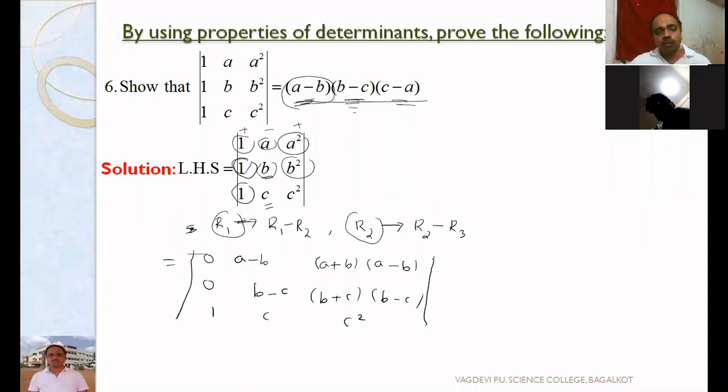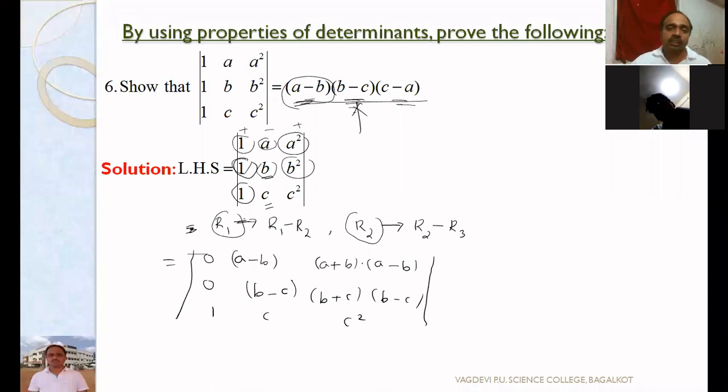Is it clear? So why am I doing R1 minus R2? Because I want to get A minus B in the answer. Why am I doing R2 minus R3? Because R2 contains B, R3 contains C. I want B minus C in the answer. So that's why I'm doing R2 minus R3. So I got B minus C.